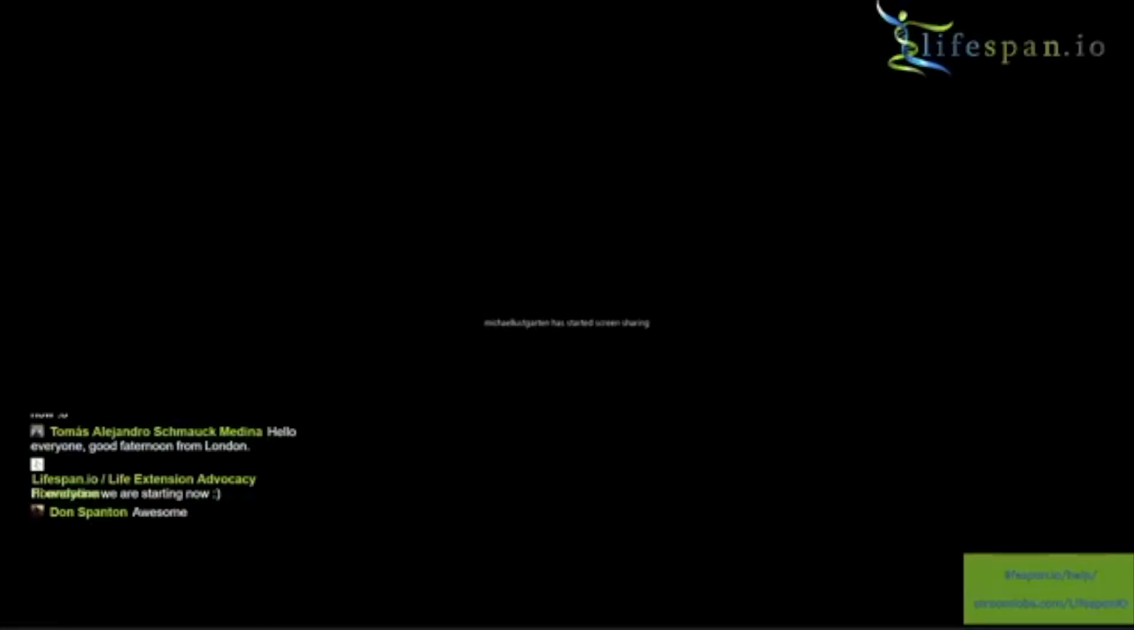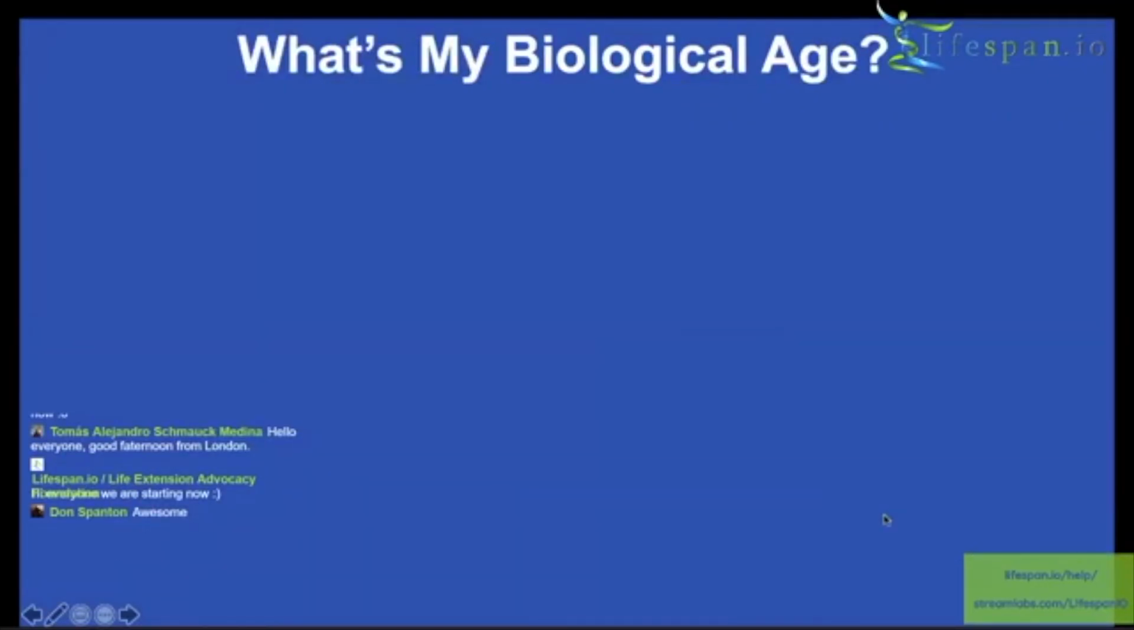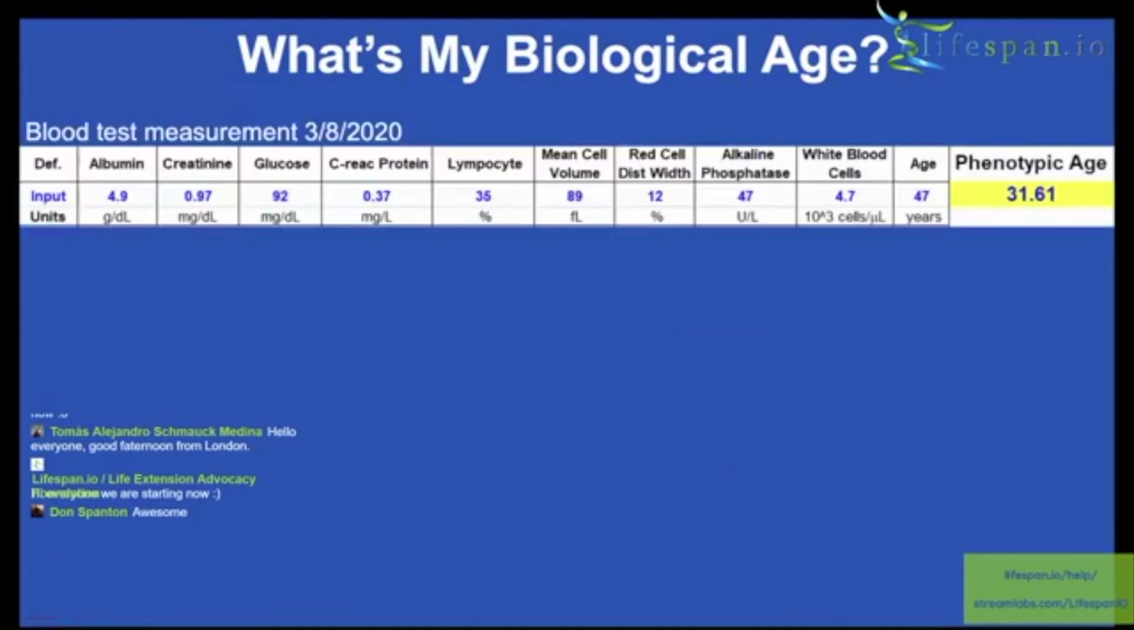So let's start with what's my biological age. So this is my last blood test measurement 2 months ago in March. And after putting in all of my data, I come up with a phenotypic age of 31 years, 31.61 years. I should mention, I think I have 8 or 9 measurements that include all of these blood test variables over the last 2 years. When I first started measuring, my phenotypic age was higher. It was actually 35 something.